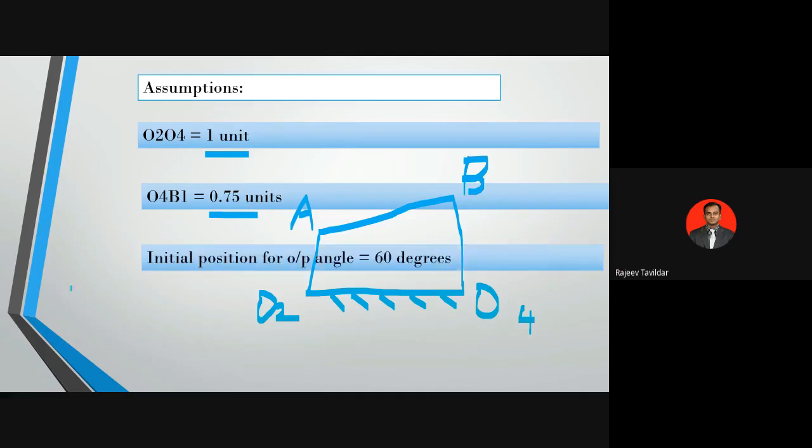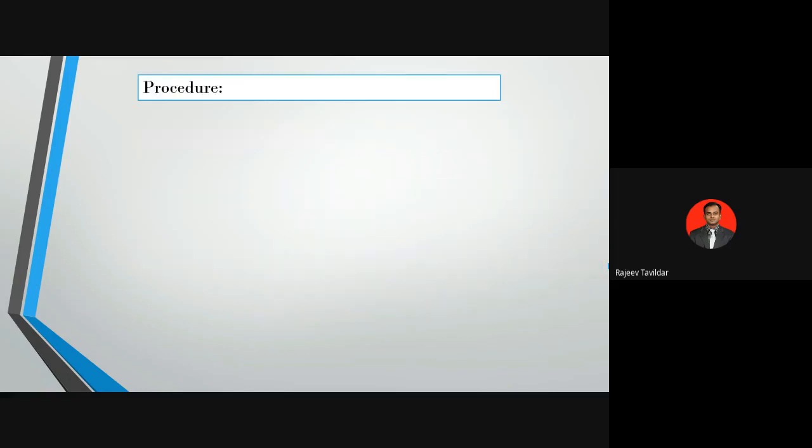And the last assumption is the initial position for the output angle, that means this angle over here. Initial position for the output link angle, I'm going to assume as 60 degrees. So these are the assumptions that we are going to make for the 3-position synthesis method. Based on these assumptions, we'll start the drawing procedure, the graphical procedure.